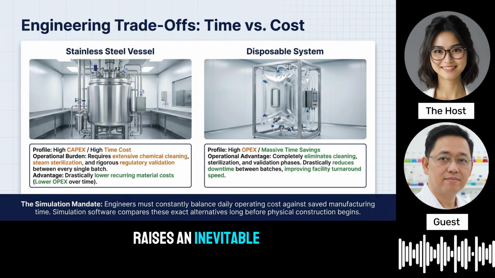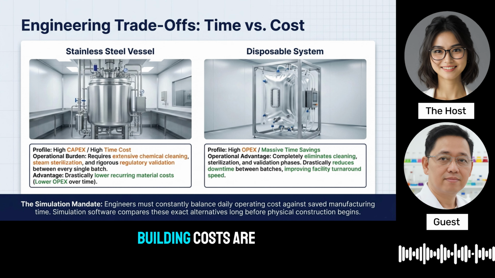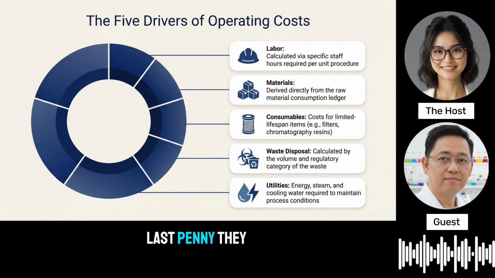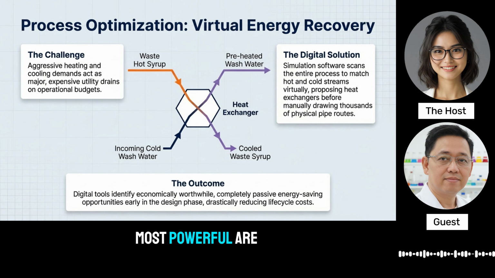Which raises an inevitable question. If the upfront building costs are astronomical and the day-to-day consumables are bleeding the budget, how do engineers fight back? How do they squeeze efficiency out of the margins to save every last penny? They fight back using optimization techniques that would be almost impossible to calculate manually. Two of the most powerful are virtual energy recovery and material recycling.